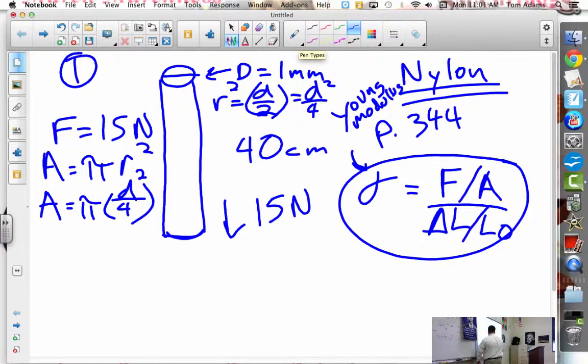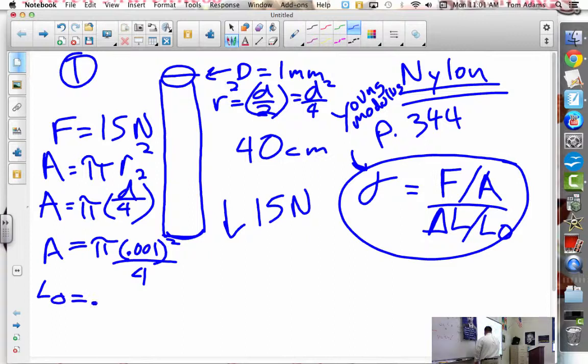And then remember that the diameter is in millimeters, so it's got to be like pi times 0.001 squared divided by 4. Well, anyways, I have the area. And then I have the original length, which is 40 centimeters. So the original length is actually 0.4 meters. Everything has to be converted to meters. Okay? And to figure out the change in length, well, that's what they're asking. How long will it be? Will it be longer? What's the change in length?